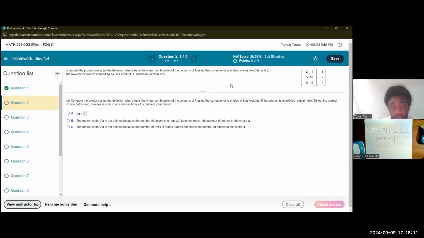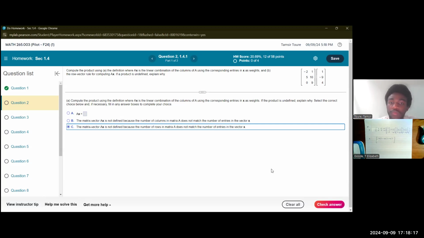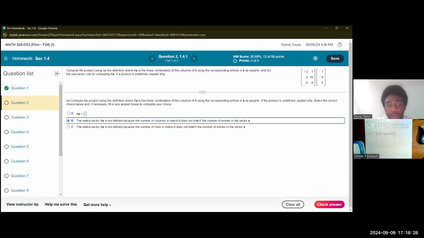Compute the product. If a product is defined, undefined, explain why. Is it the number of rows in matrix A that has to match the number of entries in vector x, or is it the number of columns in matrix A that has to? Columns. See, yeah, you've got to actually read. Yeah.